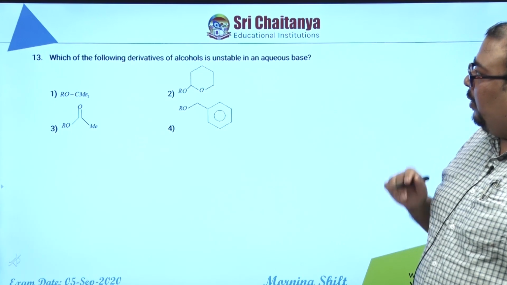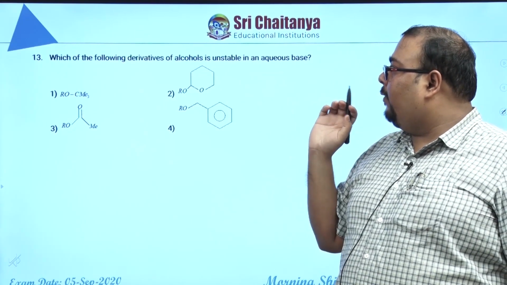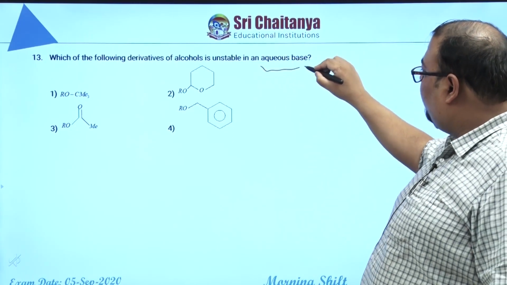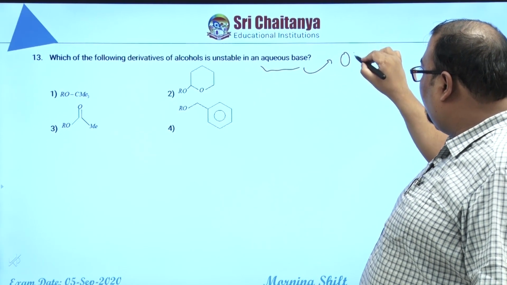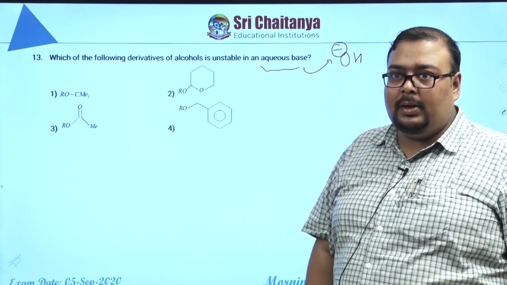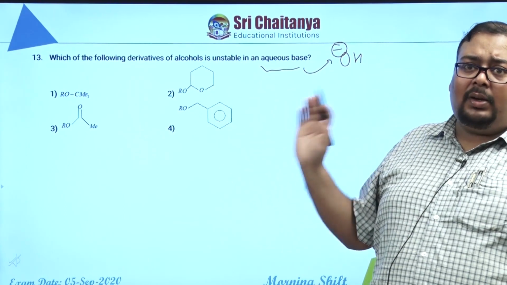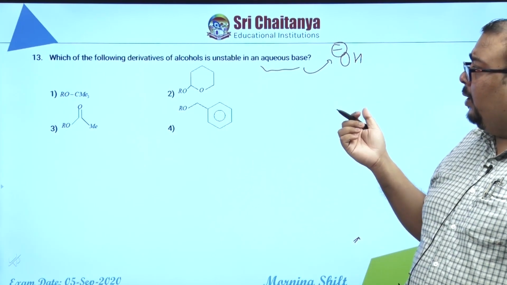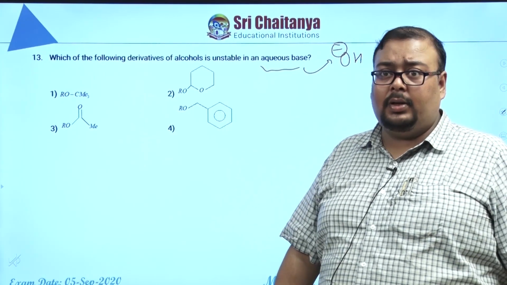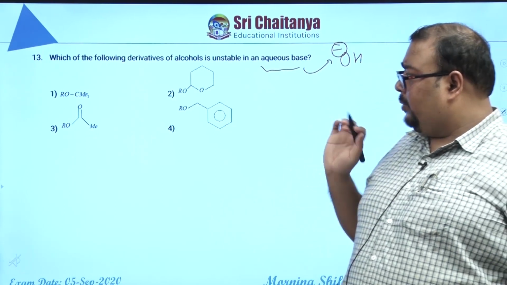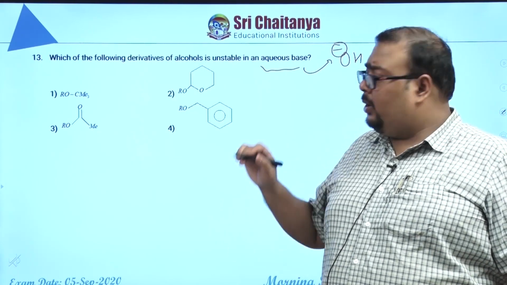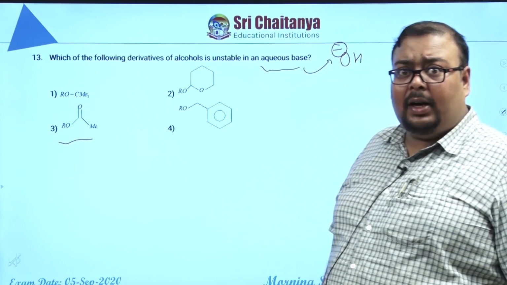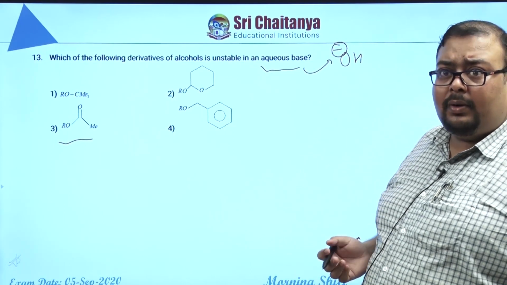Now in question number 13, it is asking which of the following derivatives of alcohols is unstable in an aqueous base. Okay, now when we are talking aqueous base, this means we are talking about a solution which is containing an OH minus ion. So basically we have to check which of the following compound will actually react with a base or OH minus. Then it will be unstable in aqueous solution. Now for this question, the answer will be option 3 because it is an ester. Okay, so you see esters have a tendency to undergo hydrolysis in aqueous solution.